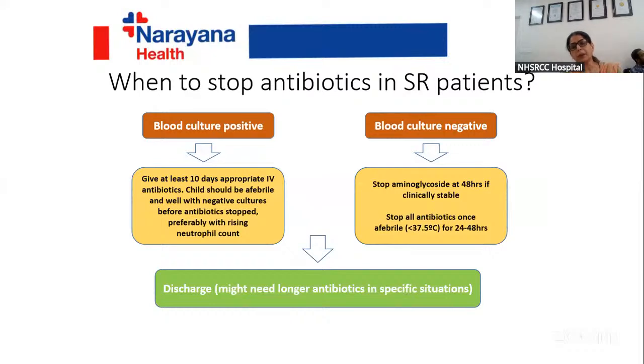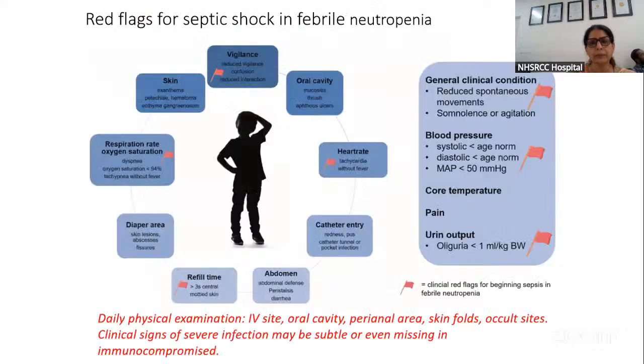So when do you stop antibiotics in standard risk patients? If the blood culture has turned negative, you can stop aminoglycosides. If you are on a dual cover, you stop the aminoglycosides at 48 hours if clinically stable. And once the child is afebrile for 24 to 48 hours, you stop all antibiotics once the temperature is less than 37.5. But if you have a proven blood culture, then you need to give at least 10 days of appropriate antibiotics. And the child should be afebrile, with negative cultures and rising neutrophil counts, before you stop the antibiotics in a culture positive patient altogether.